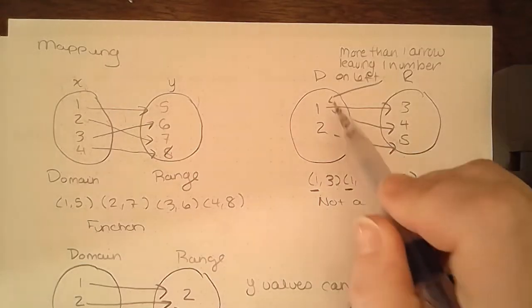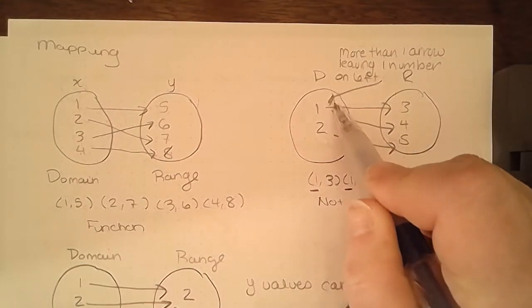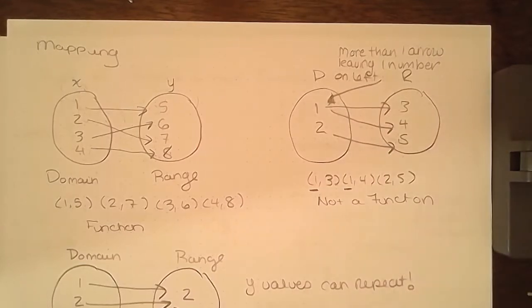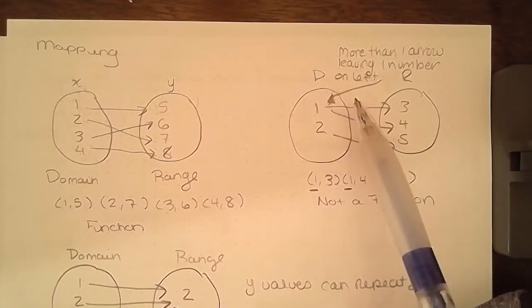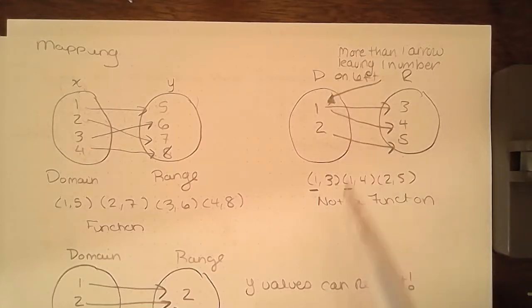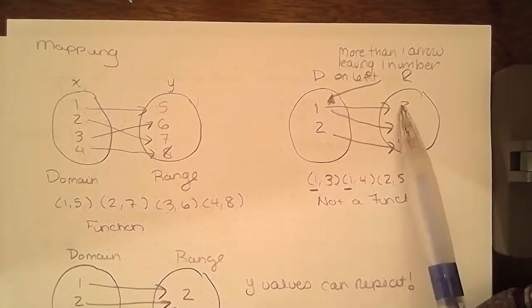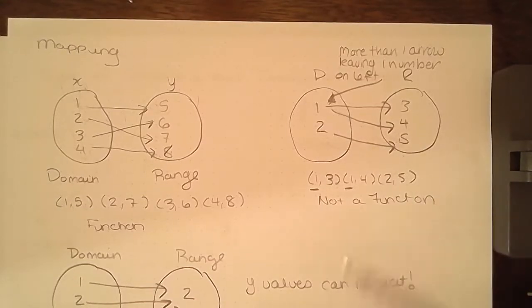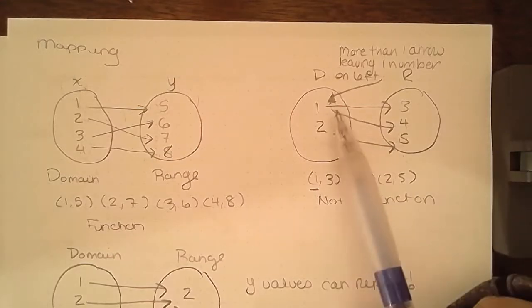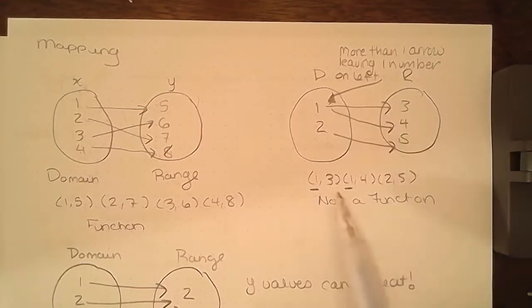Now, this one is an example of a relation that is not a function because I have more than one arrow leaving one number on the left, okay? So here 1 maps to 3, and then it also maps to 4. And a lot of times if I have people having a hard time understanding whether or not it is a function or not, I say, well, let's just write out the points. We have (1, 3), (1, 4), and (2, 5). Well, our x values repeat, so it's not a function.